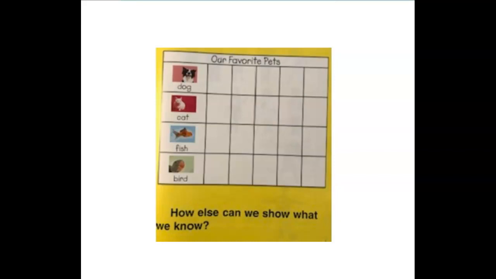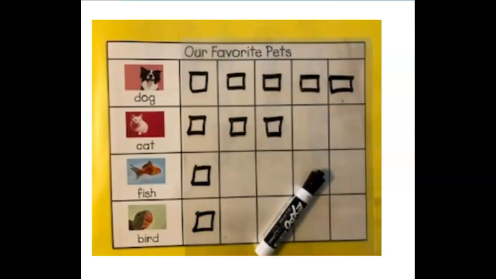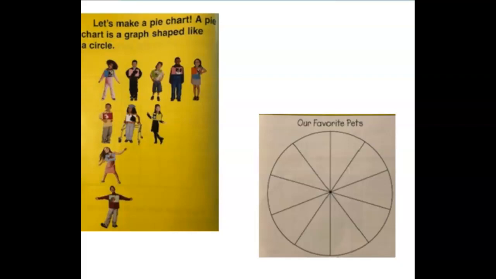How else can we show what we know? Let's make a pie chart. A pie chart is a graph shaped like a circle. Now consider this, we're using the same data for each of our graphs.